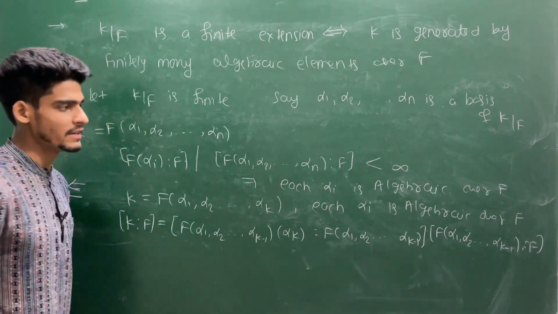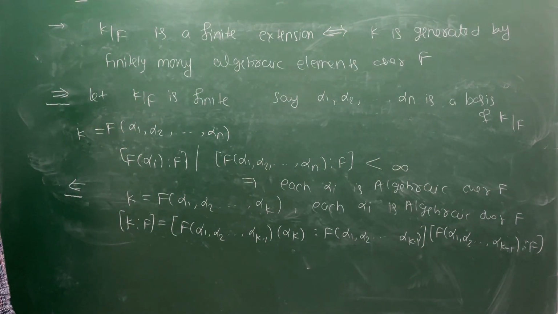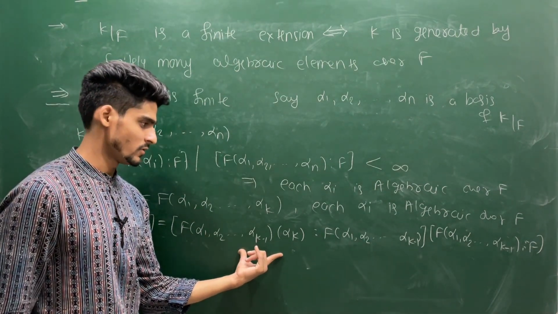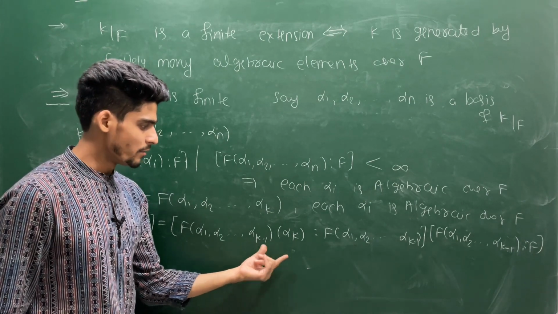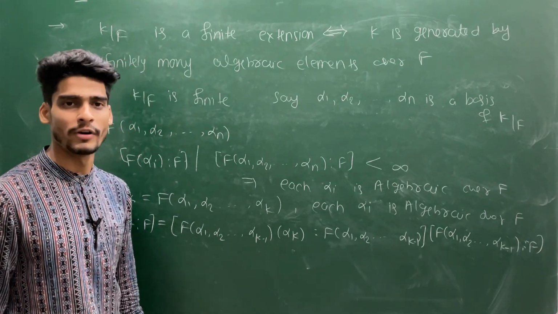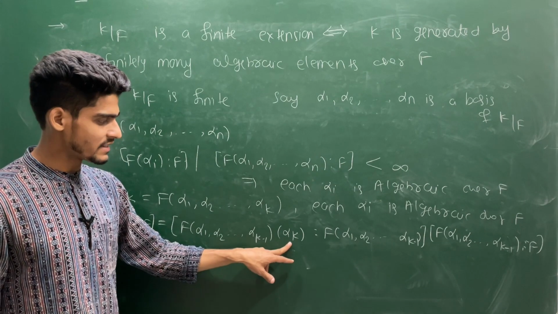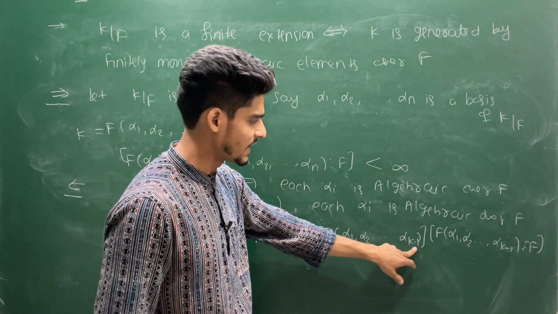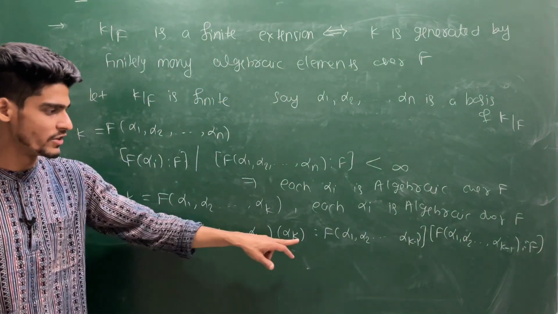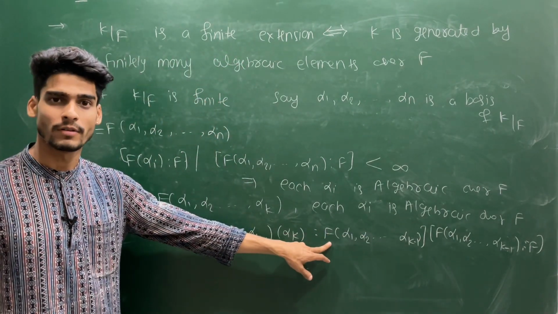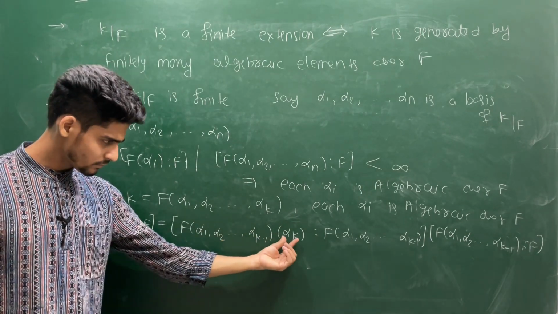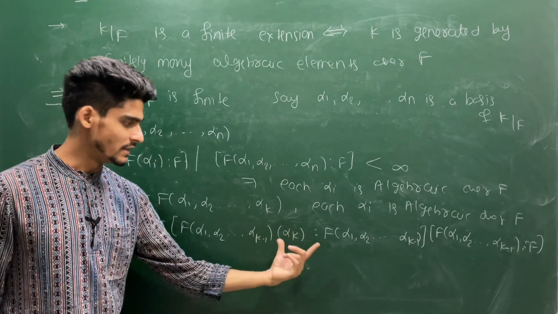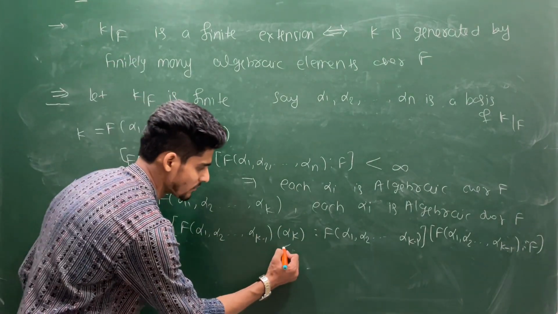See, this alpha k is algebraic over F. So this must be a finite one. Why will it be finite? Because alpha k has an irreducible polynomial over F. F(alpha 1, alpha 2, ..., alpha k-1) is a bigger structure than F, so the coefficients of that polynomial must be inside F. So if you can generate your alpha k over F, then this has to be finite.